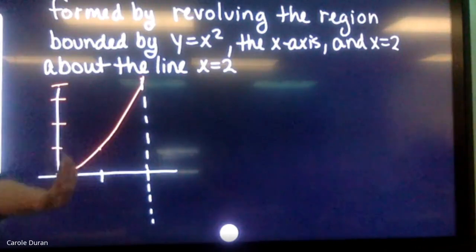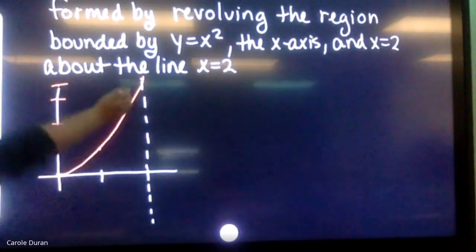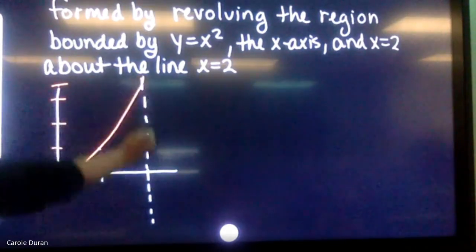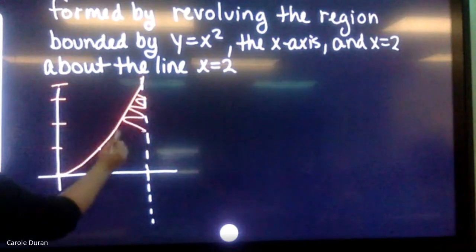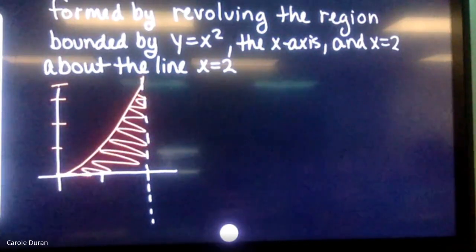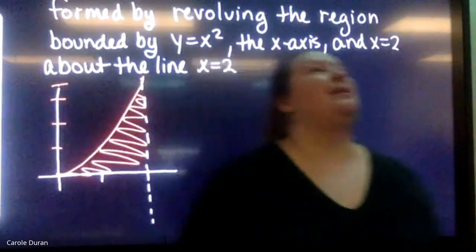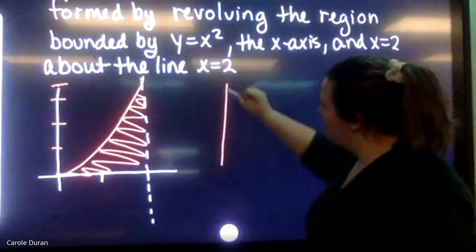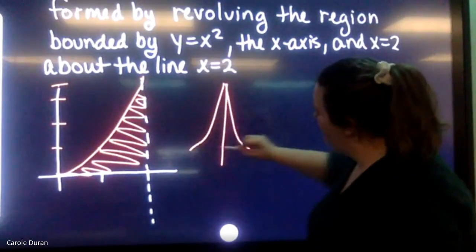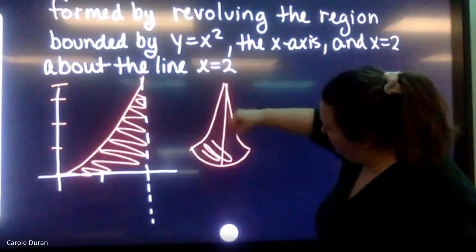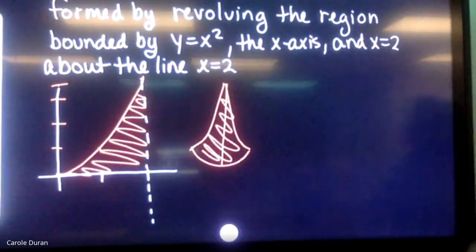Because it is the section of the graph that is bound by the curve, the x-axis, and x equals 2. So this is the section that I'm actually rotating. It's like a weird shaped triangle. So when I rotate it, it's going to look like this, like a curvy cone, upside down.